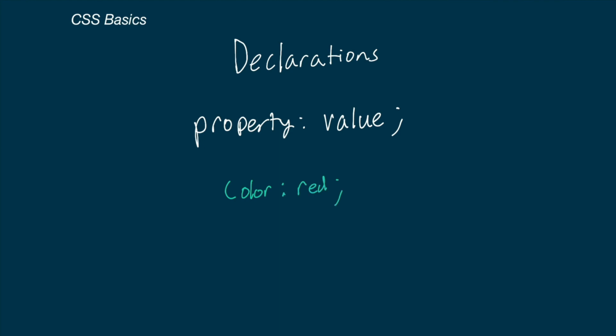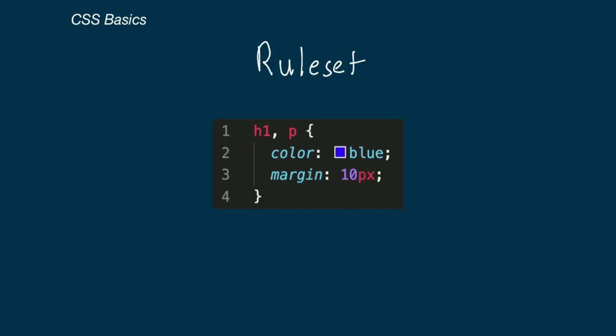Next, we need a way to tell CSS what elements we want to style, and we do that by including our declaration in what we call a rule set. Rule sets have two primary components, the selector and the declaration block. The selector determines which elements should be affected by this rule set. For example, here we are selecting all H1 and paragraph tags. We will see in a future crash course video more about the options we have here for selectors.